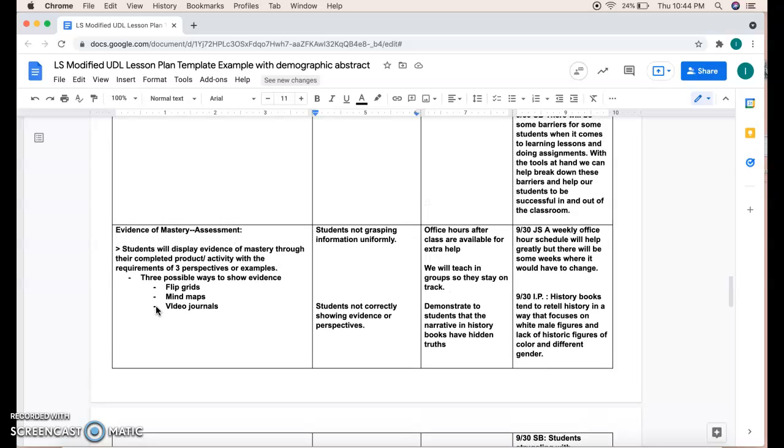Some barriers when it comes to evidence of mastery and assessment are that not all students will know how to demonstrate or talk about different perspectives of history. We will resolve this issue by demonstrating to students that narratives and history books tend to lean toward just the main figure of a white male hero instead of historic figures of color and different genders. So we will try to retell history in a manner that incorporates all different historic figures.